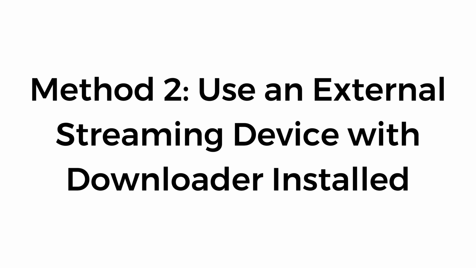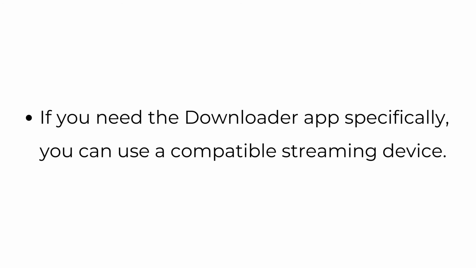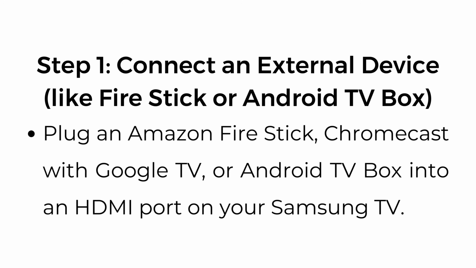Method number 2. Use an external streaming device with Downloader installed. If you need the Downloader app specifically, you can use a compatible streaming device. Connect an external device like Fire Stick or Android TV Box. Plug an Amazon Fire Stick, Chromecast or Google TV, or Android TV Box into an HDMI port on your Samsung TV.